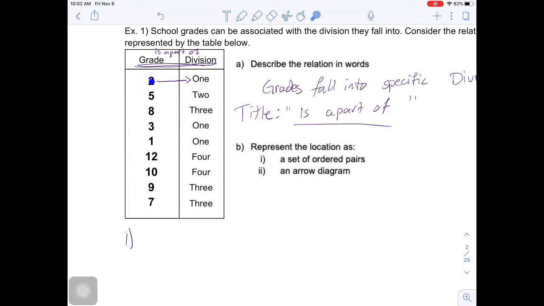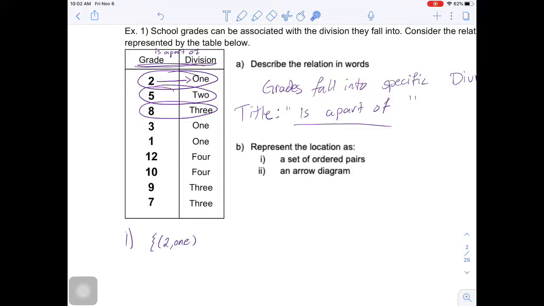So number 2, grade 2, is related to division 1. So that is an ordered pair. This is an ordered pair. This is an ordered pair. Ordered pair. That's how a table of values is set up. So to put this set, we would put a squiggly. And now I'm going to put 2 and 1. Okay, so I get 2 and 1 here.